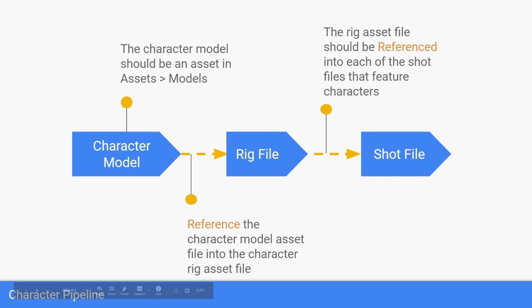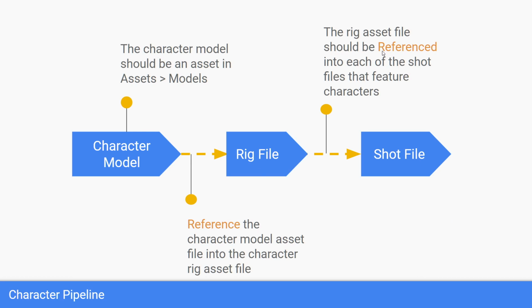So this is how I prefer to handle the characters. So I create a character model file under assets models, and then I create a rig file under assets rigs, and I reference that character model into the character rig asset file, right? So we're creating that link where the character in here is being referenced in here, and every update I make in the character model gets pushed because of referencing into the rig file. Then once the rig is done, that character is being pushed into the shot file with referencing as well.